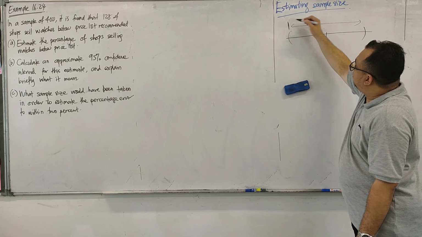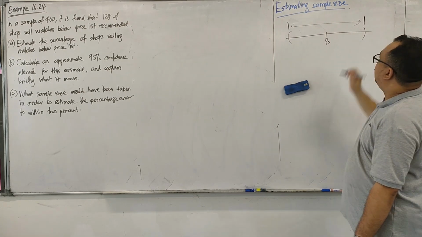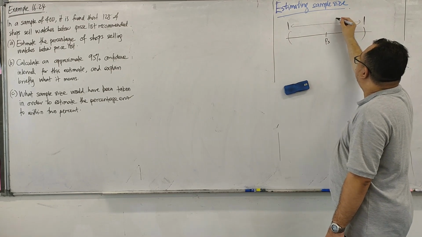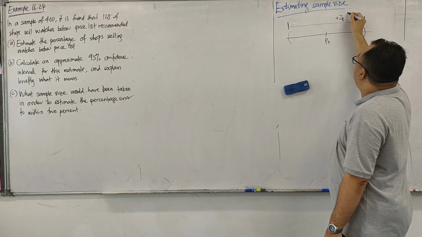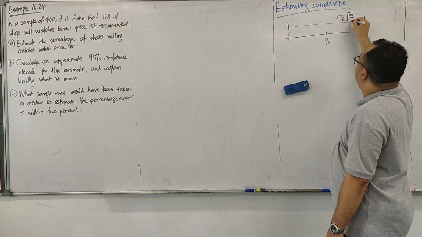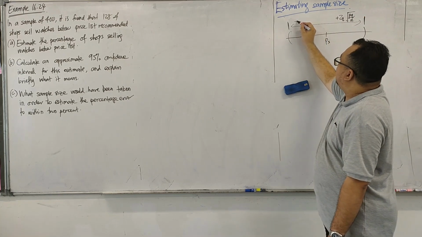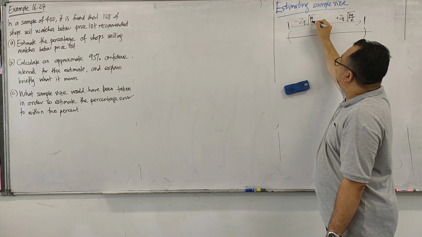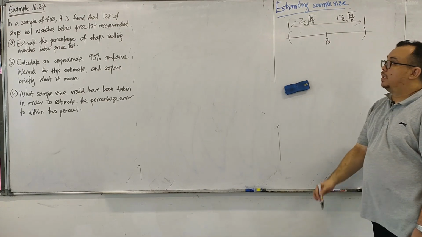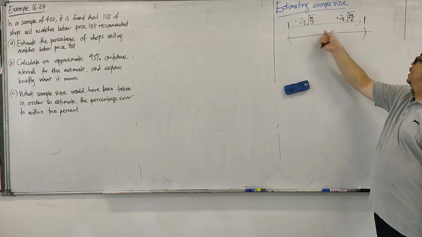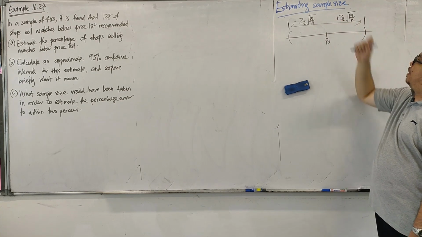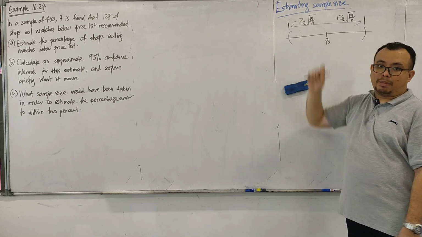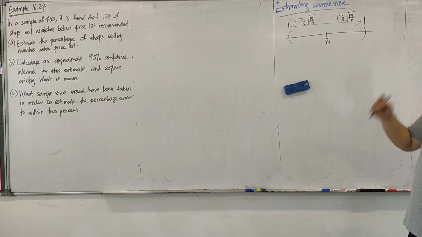So from here, from this end until this end, okay, how do we go from PS to the end? You plus Z alpha over 2 square root PQ over N. This one you will minus Z alpha over 2 square root PQ over N. So from PS in the middle, you will go to the end by plus Z alpha over 2 square root PQ over N. From PS, you go to the left with minus. Okay, itu adalah proses dia.